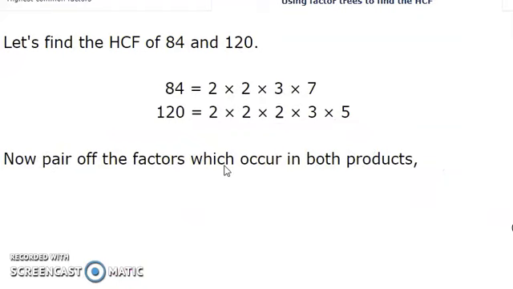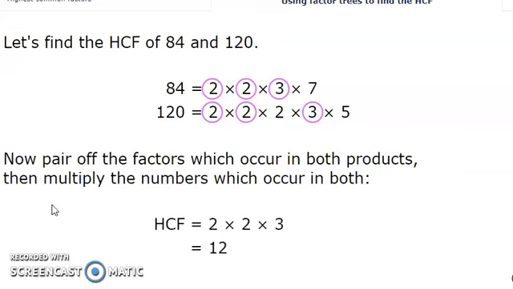Now pair the factors which occur in both the products. So the first pair is 2, 2. Second pair is also 2, 2. Third pair is 3, 3. Then multiply the numbers which occur in both. So 2 occurs in both, 2 occurs in both, and 3 occurs in both. So HCF will be 2 times 2 times 3, that is 12.